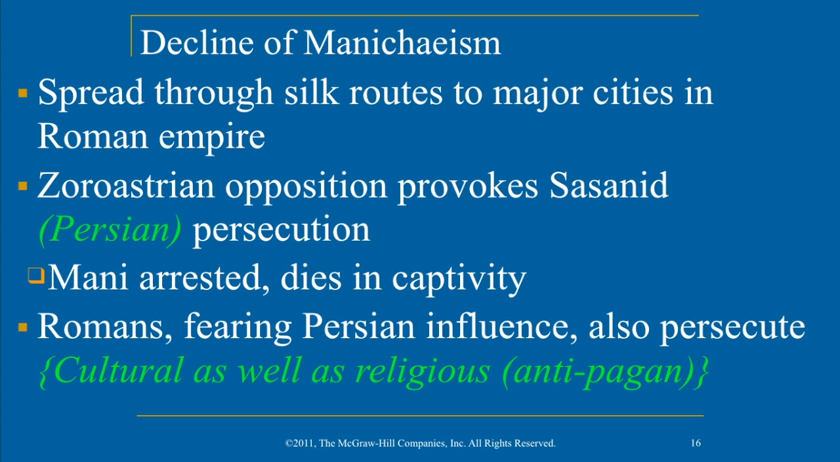Mani is arrested. He dies in captivity. Romans, upon hearing about Manichaeanism, fearing the Persian influence, also persecute. Again, religion is cultural as well as religious, and it's anti-pagan at its core. It doesn't really focus on the gods doing their crazy things, like making people push rocks up hills and stuff. What it is, is more about de-establishing the Roman identity. The gods, obviously, to the Romans were alive and well because the Romans, in their mind, were awesome. And so why would we trade our religion that's made us so awesome for this other religion that doesn't sound like it's very Roman?